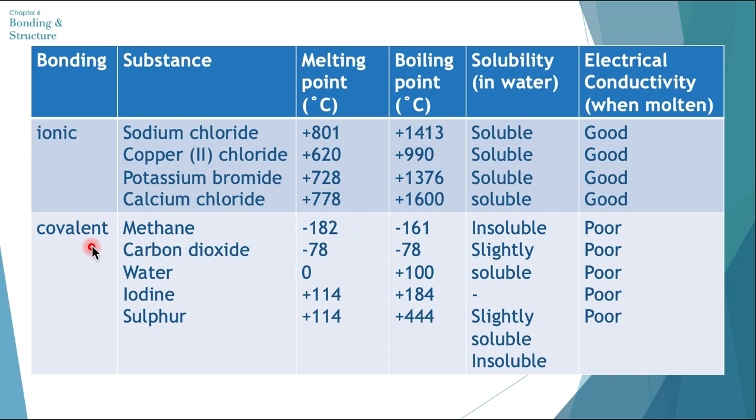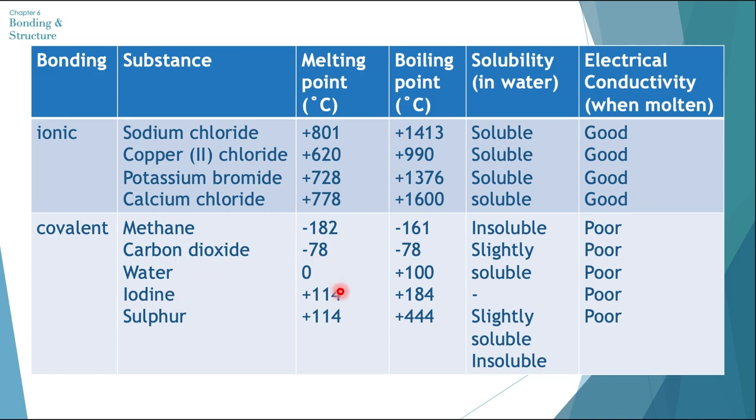Now we get to covalent substances like methane. Methane has a melting point of minus 182 degrees centigrade and a boiling point of minus 161 degrees centigrade. It is insoluble in water, completely insoluble, and is a poor electrical conductor. Carbon dioxide has a melting point of minus 78 and a boiling point of minus 78 degrees centigrade. I have told you why the melting and boiling point is equal in carbon dioxide. We read about this in the second chapter of this chemistry O-level series, particles of matter. And carbon dioxide is slightly soluble in water and is a poor conductor of electricity.